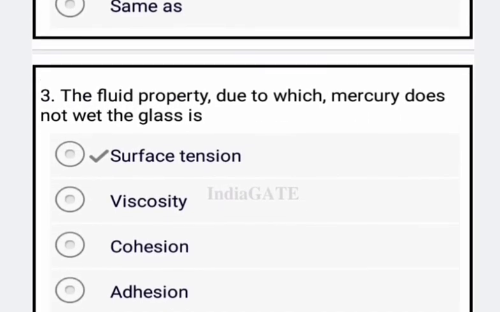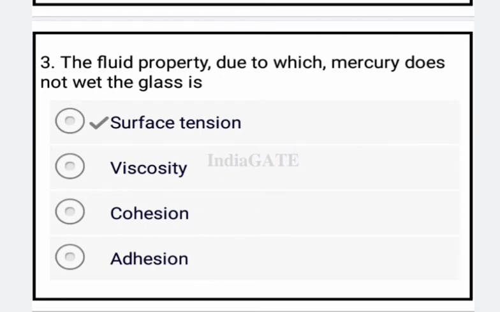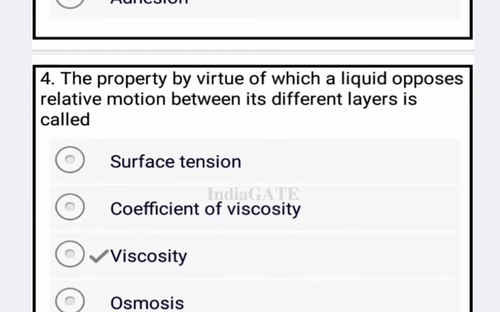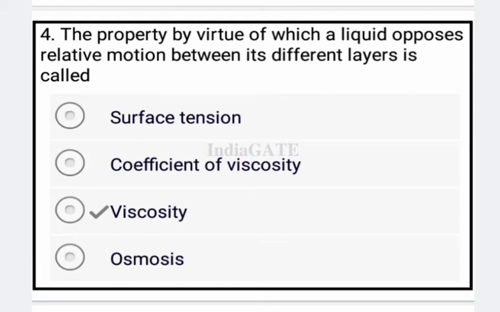Next question. The fluid property due to which mercury does not wet the glass is? The correct answer is option A, that is surface tension. Next question. The property by virtue of which a liquid opposes relative motion between its different layers is called? Option C is correct, that is viscosity.